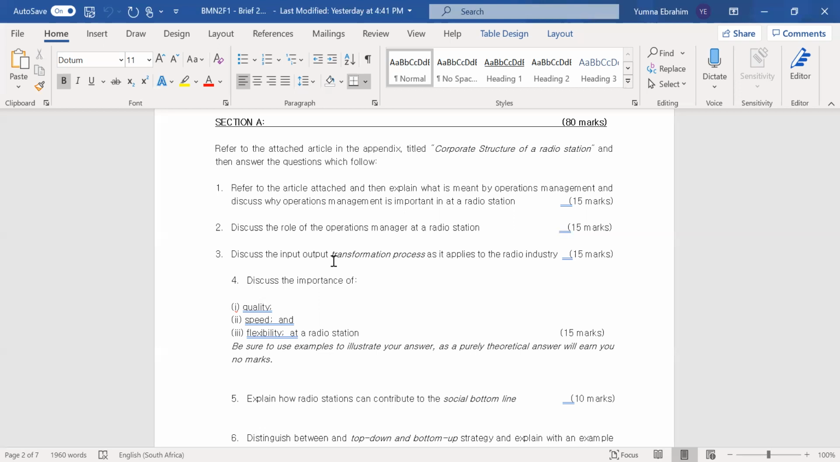So it may be that a particular producer has asked for a guest to come online or to come on the radio station at a certain time and speak, and that person can't make it. Now you've got to quickly rework the schedule because you can't leave that slot blank. Okay, so it's these types of examples which you need to relate in terms of quality, speed, and flexibility.